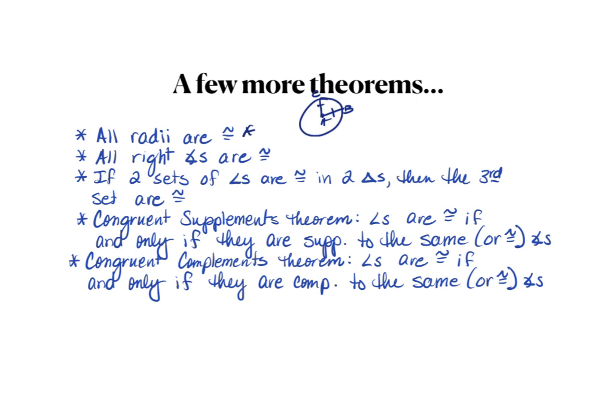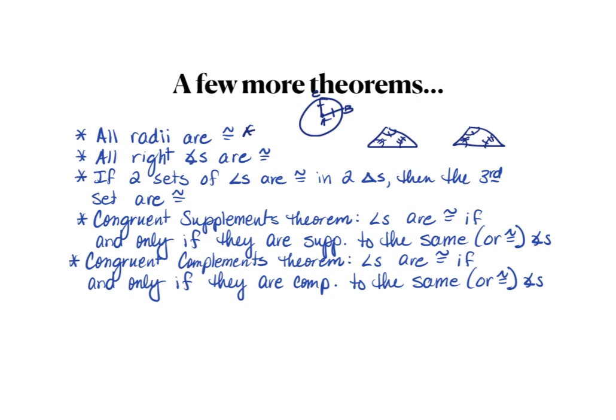The next one says if two sets of angles are congruent in two triangles, then the third sets are congruent. Okay, if I have two triangles and I know this angle is congruent to that, this angle is congruent to this, then clearly because angles inside a triangle sum to 180, the third sets must be congruent as well.